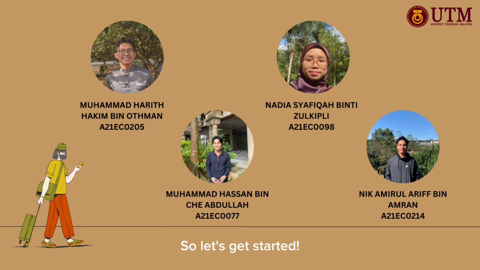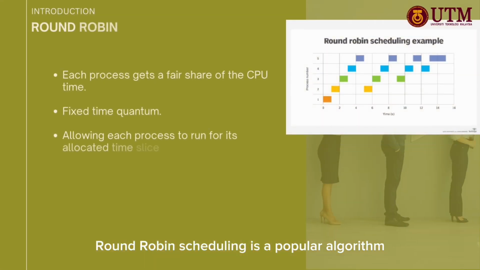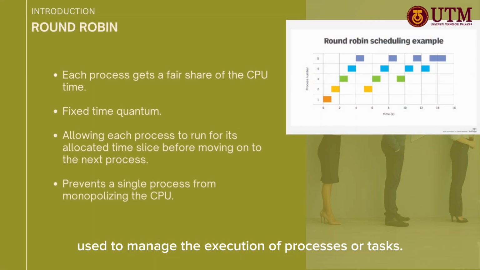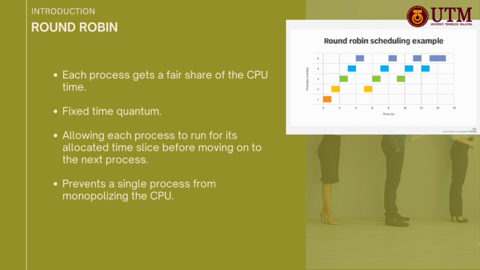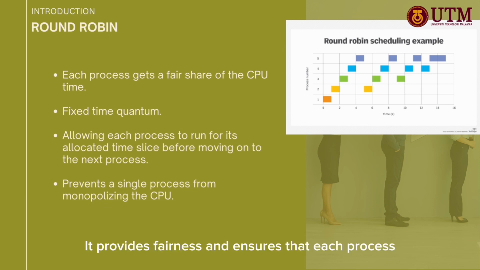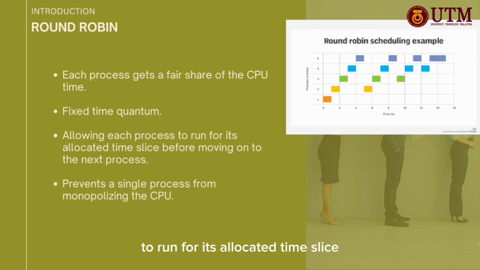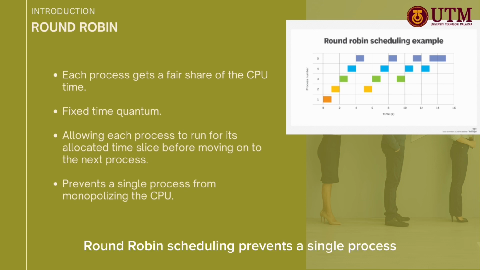So let's get started. Round-robin scheduling is a popular algorithm used to manage the execution of processes or tasks. It provides fairness and ensures that each process gets a fair share of the CPU time. Processes are assigned a fixed time quantum during which they can execute. The scheduler circularly cycles through each process, allowing each process to run for its allocated time slice before moving on to the next process. Round-robin scheduling prevents a single process from monopolizing the CPU for an extended period.